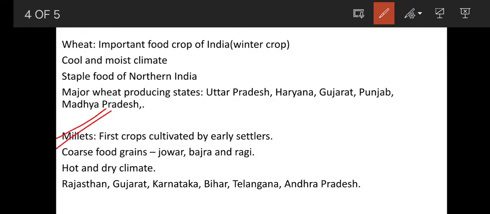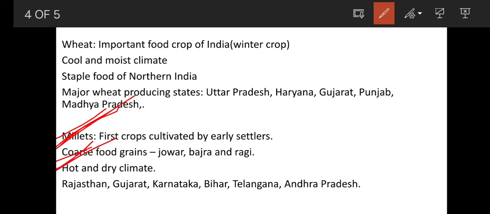Next, millets. Millets were the first crops cultivated by early settlers. The early settlers means the early humans, when they started growing crops. Millets were the first crops grown by them. Millets are coarse food grains. They are also food grains, but they are coarse food grains. They don't require fertile soil to grow. They can grow everywhere. That is why they are called coarse food grains.